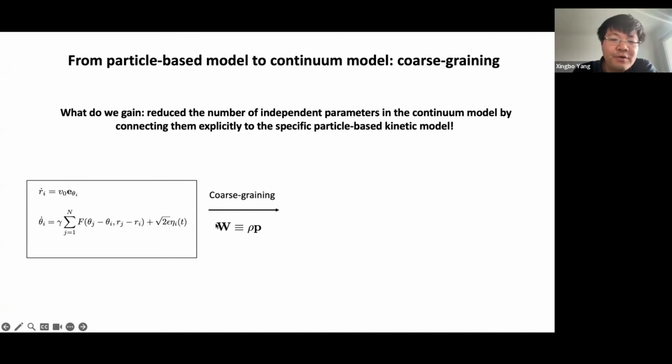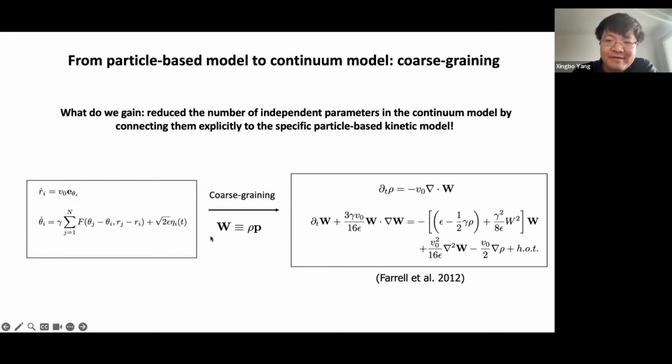If you now replace the polarity field with this W field, you can derive very explicitly those field equations of density and this kind of, let's say, redefined polarity, where all the model parameters, which used to be A and B and V0, that we don't know what they are, now become explicit functions of the kinetic models. So now this continuum model literally has the exact same model parameters as the particle-based model, and it's amenable to analytical analysis and everything.